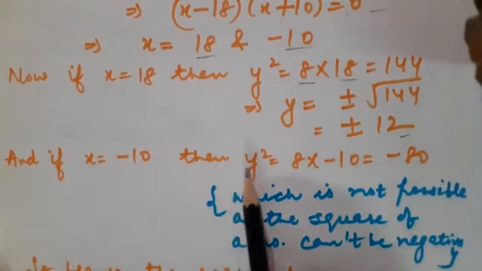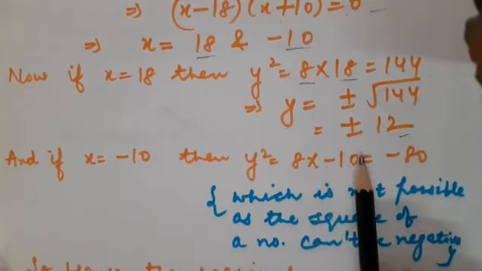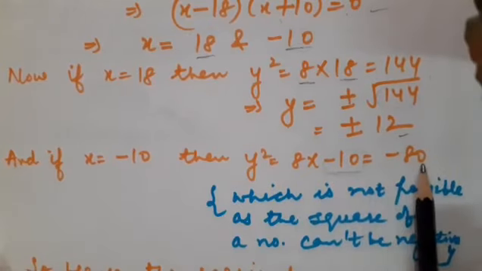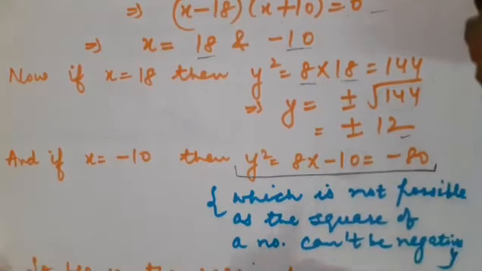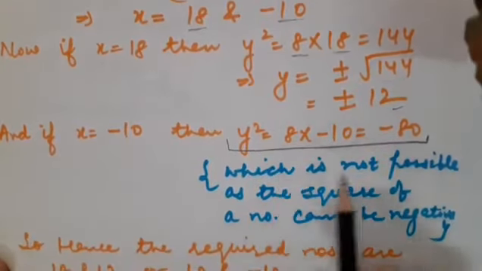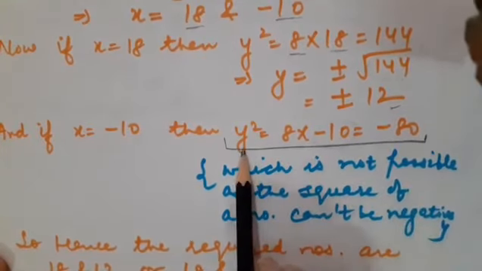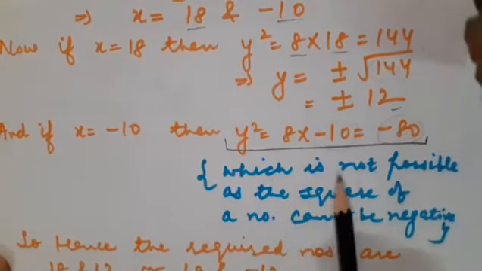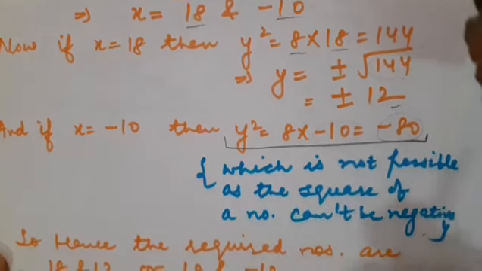Now children, suppose I take the other value of x, that is x is equal to minus 10. Then what is y square? y square is 8x. So 8 into, in place of x I am going to write minus 10. It would become minus 80. Please see this equation very carefully. This equation can never be possible, it can never give us the value of y, because the square of any number can never give a negative result, correct? Which is not possible, as the square of a number can never ever be negative.